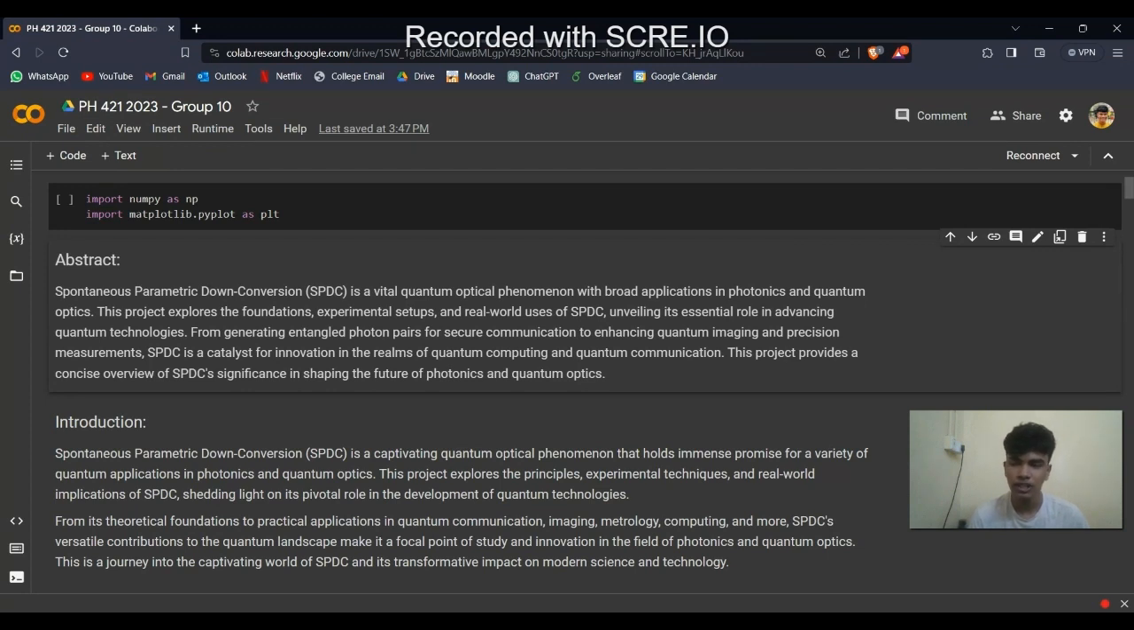The word spontaneous indicates that we do not have any other factors to facilitate this phenomenon, and the word parametric indicates that we have parameters that we can adjust to modify how we receive the output of this. For example, we tune the intensity and power of the pump wave, etc. Right? So this phenomenon has a lot of applications in different areas of quantum technology, and we'll start by understanding it from the basics.